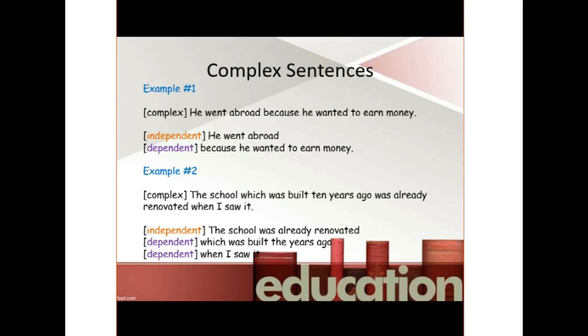Example number 1. He went abroad because he wanted to earn money. Independent here: he went abroad. Dependent: because he wanted to earn money. Example number 2. The school, which was built 10 years ago, was already renovated when I saw it. Independent here: the school was already renovated. Dependent: which was built 10 years ago. Dependent: when I saw it.